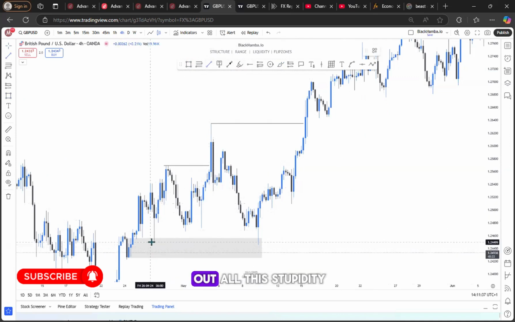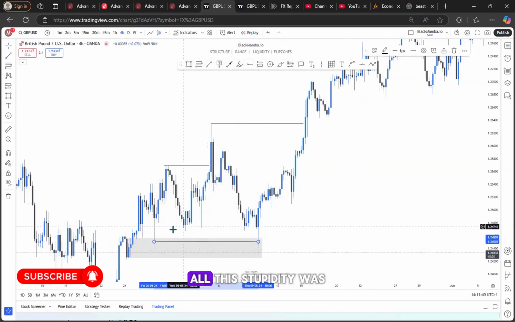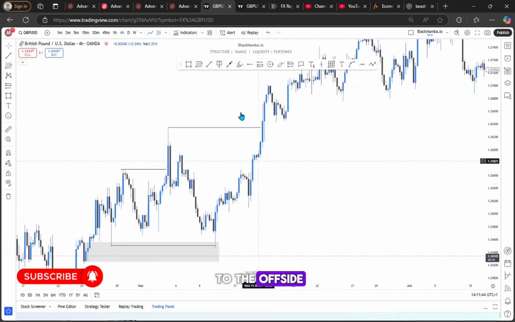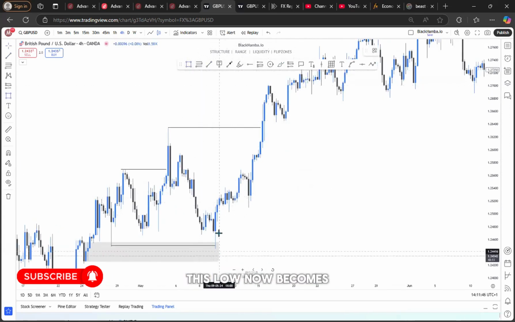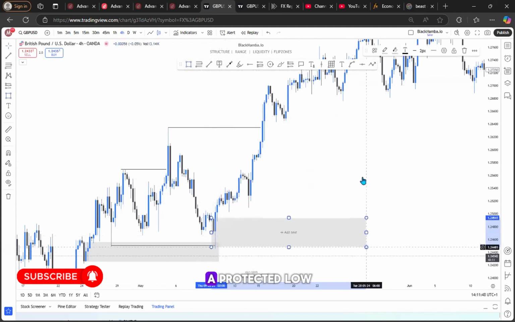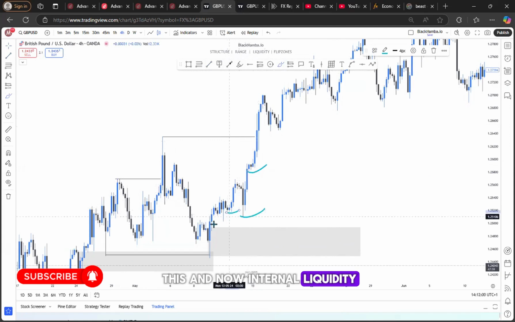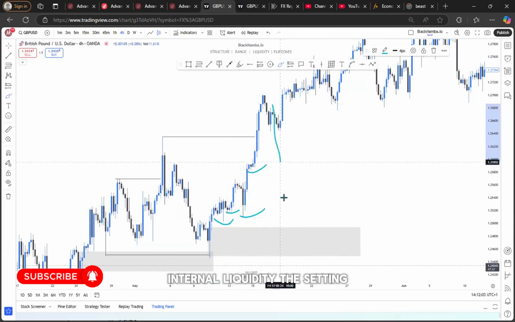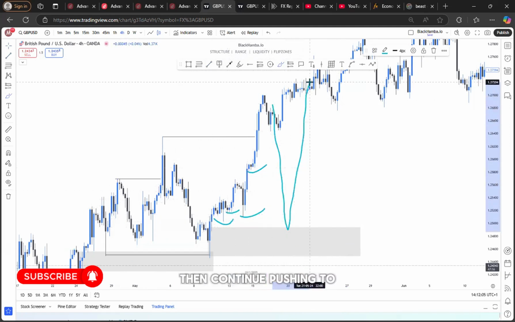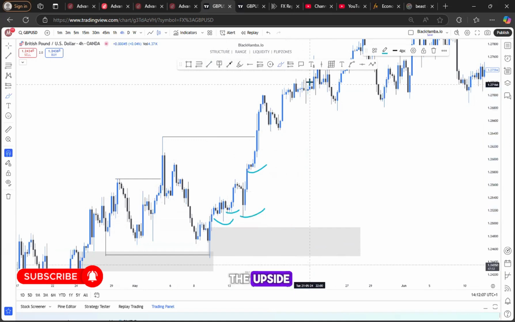After price has taken out all this liquidity, price broke structure to the upside. This low now becomes a protected low. So I'll be expecting price to come back to this low to take out all this internal liquidity. We're expecting price to take them out, then continue pushing to the upside.